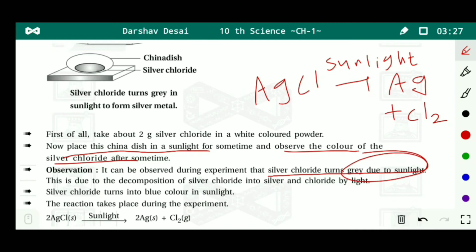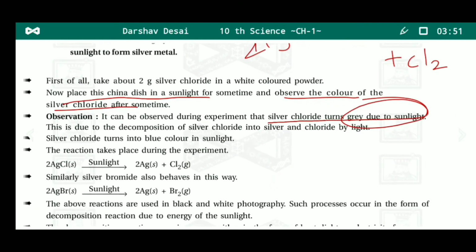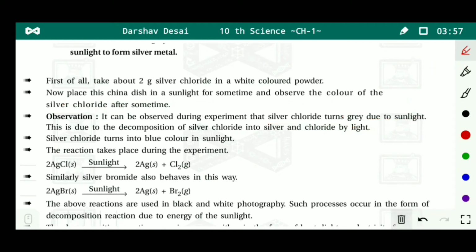Balancing the equation: on the left hand side 2 AgCl, and on the right hand side 2 Ag plus Cl2. So AgCl decomposes into silver and chlorine, and this is why silver chloride becomes grey. Similarly, silver bromide reacts as 2AgBr gives 2Ag plus Br2 in the presence of sunlight. Here energy is supplied in the form of sunlight.